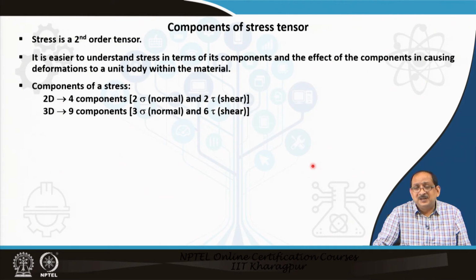For defining stress, as I have indicated earlier, we need to define the orientation of the area on which it acts. The components of stress in 2D are 4 in total, 2 normal and 2 shear stresses. In 3D, there are 9 components, 3 normal and 6 shear stresses.